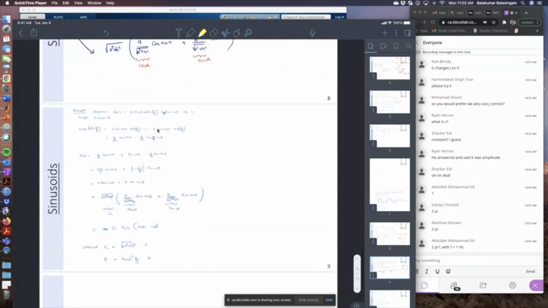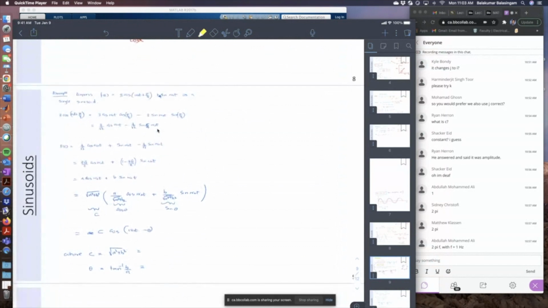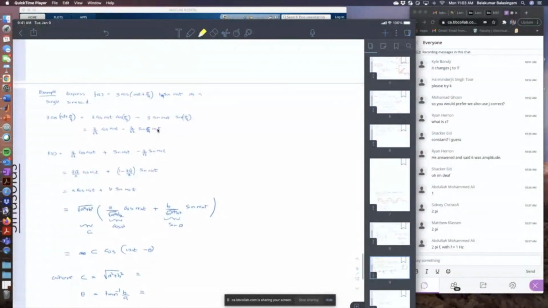So there's a question here. Express f(t) equal to cos... My handwriting is not very good. I can still read it.